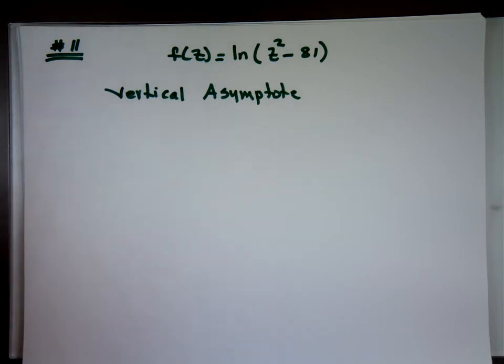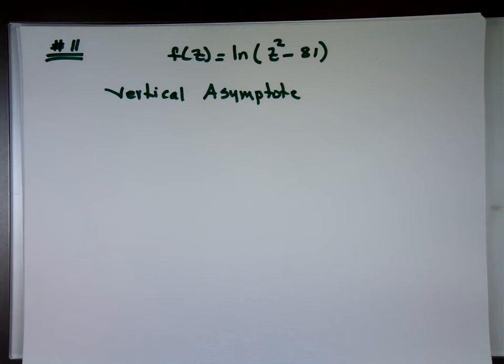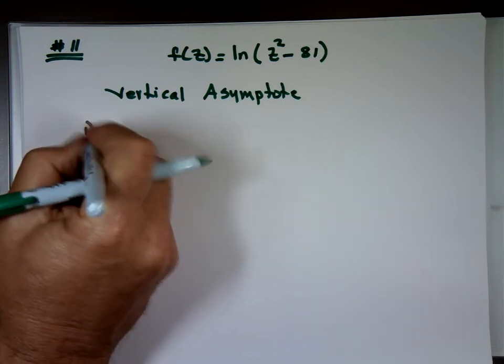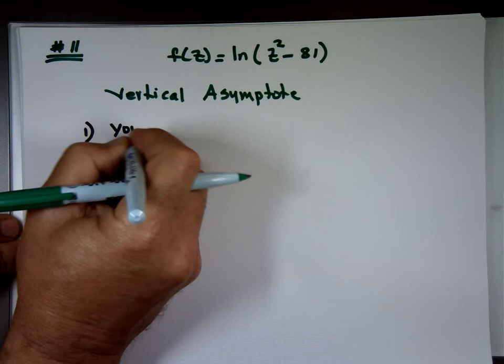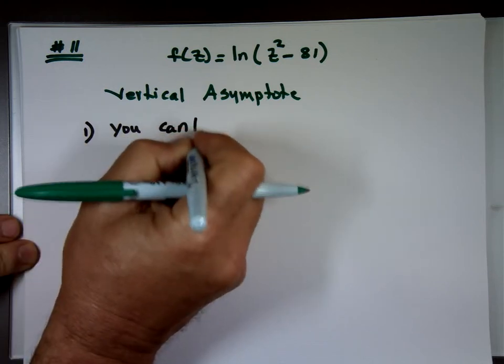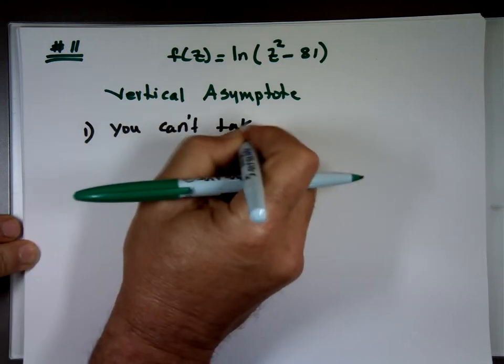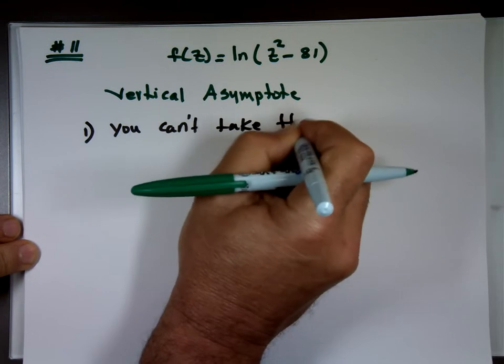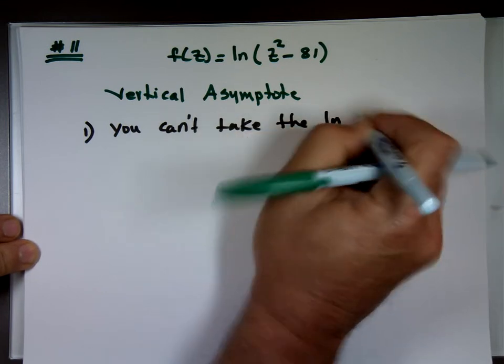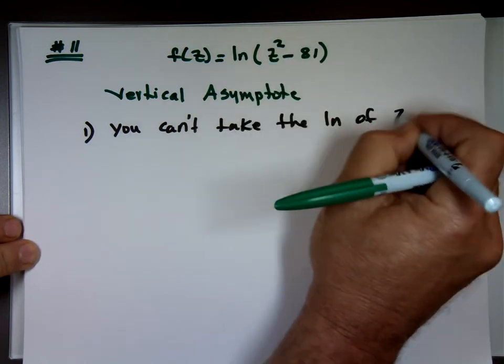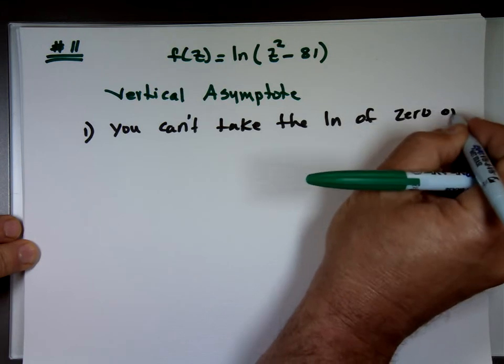And if there's more than one, you're going to find them both. Now, let's go back to the properties of the log or the natural log. One of them: you can't take the log of what? 0 or what? Yep. You can't take the ln, since we don't have the ln here, of 0 or a negative number.